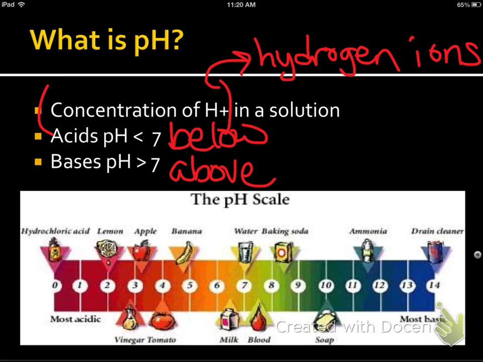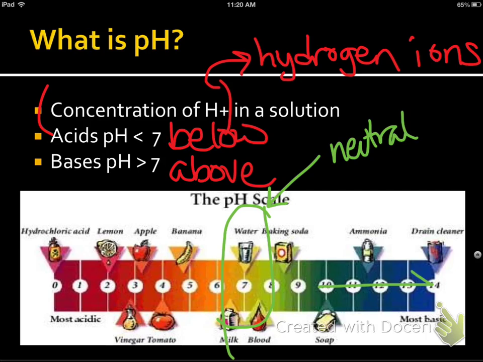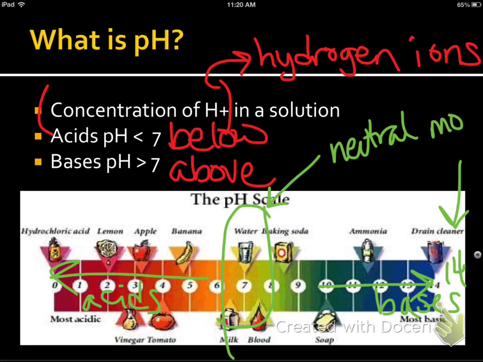If we look down here at our chart, this is neutral. So water, 7, neutral. These are your bases. That green's not very bright, sorry. These are your acids. Now the closer you get to 14, that's your most basic. And then same thing, the closer you get to 0 or 1 is your most acidic.